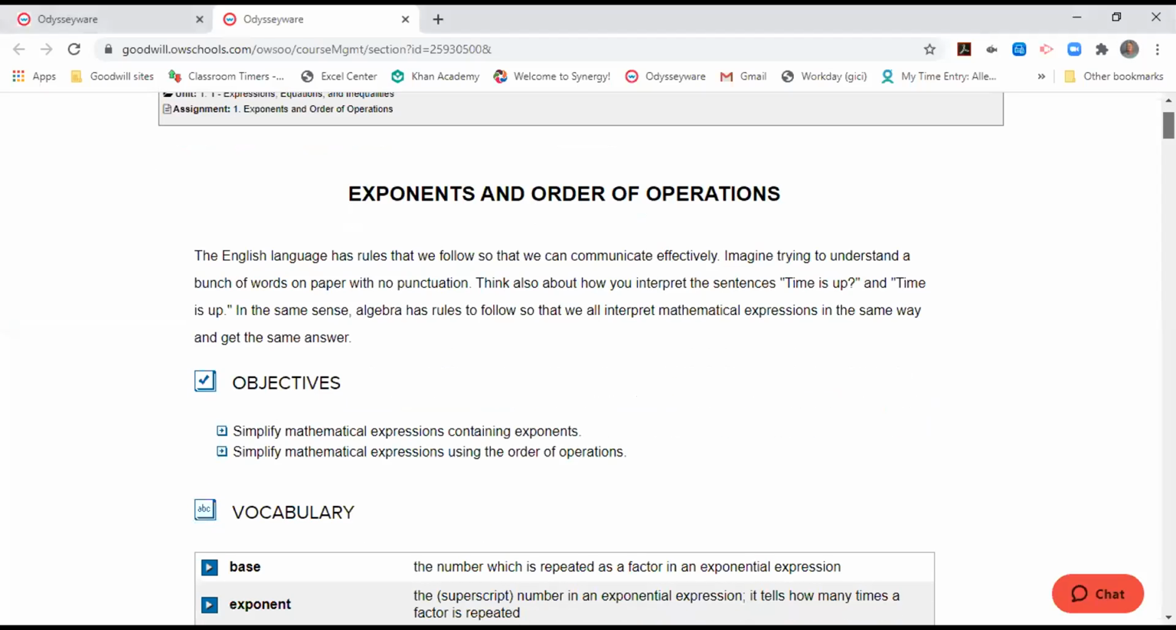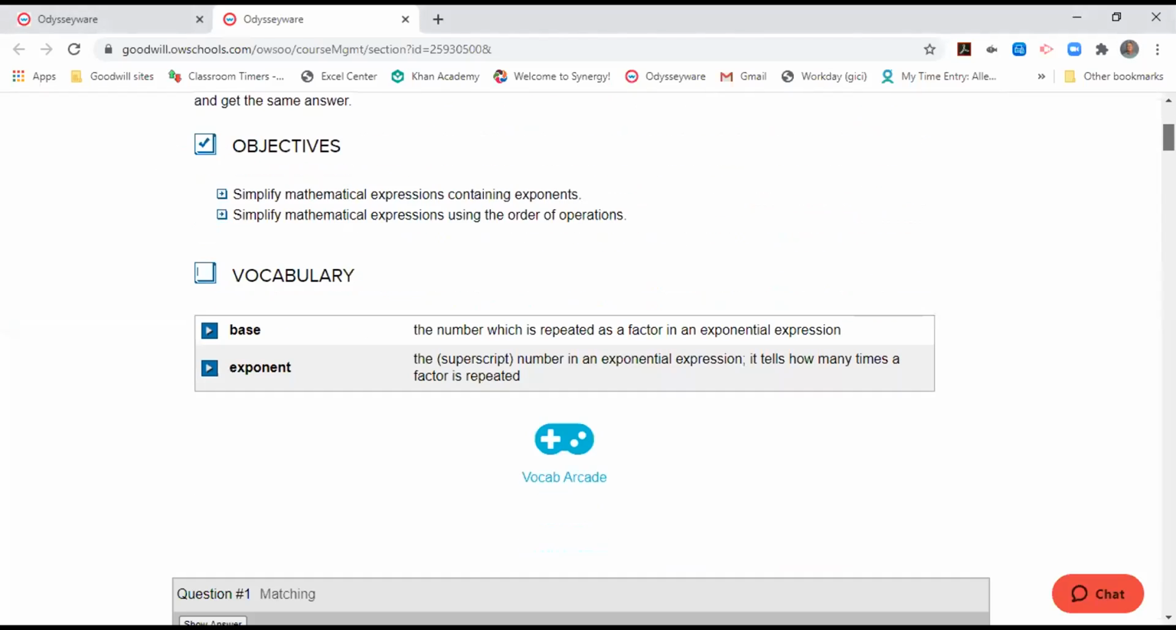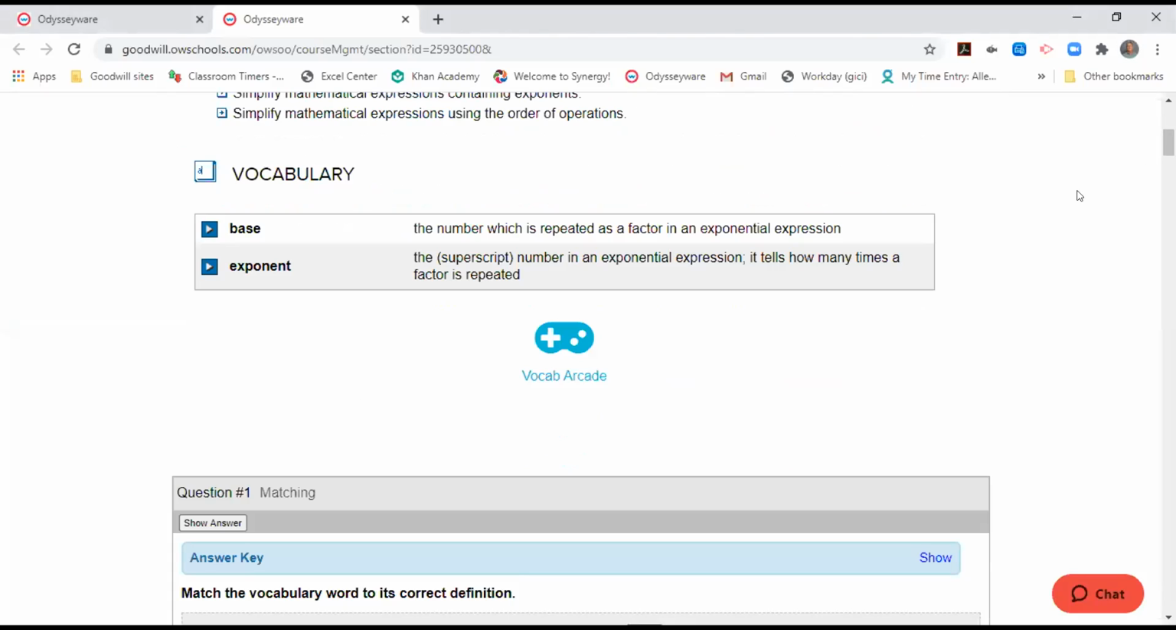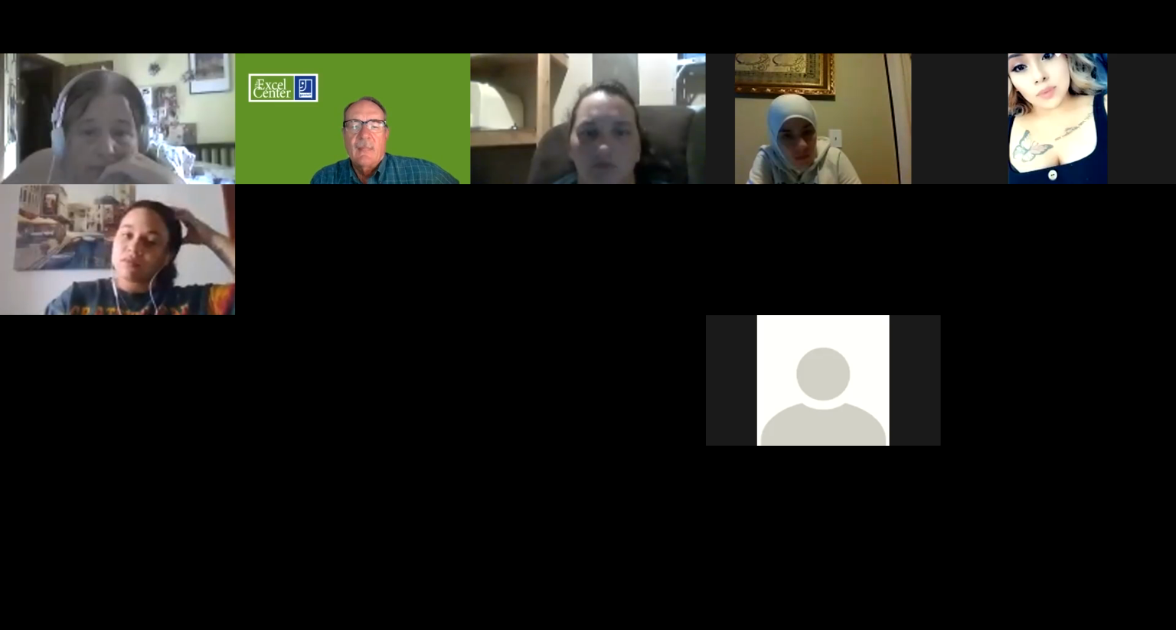If you're not familiar with exponents, there's two components there. You have a base and you have an exponent itself. It's a way to do repeated multiplication.